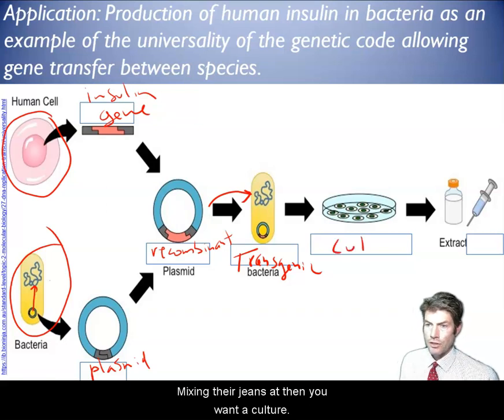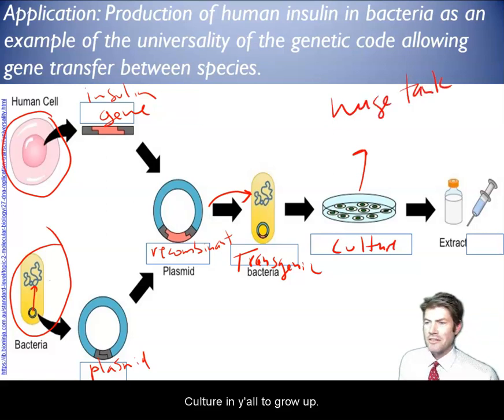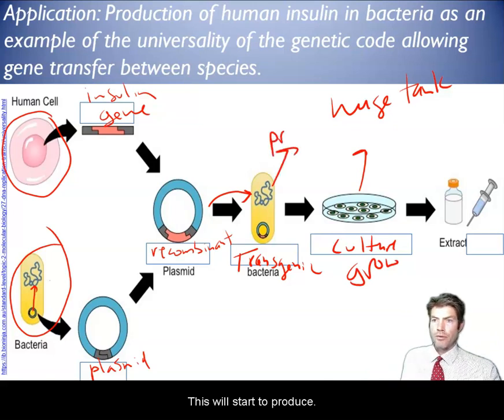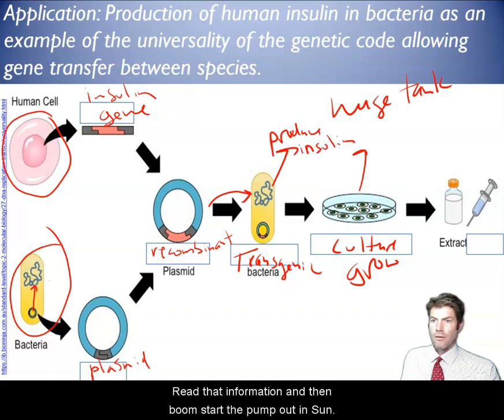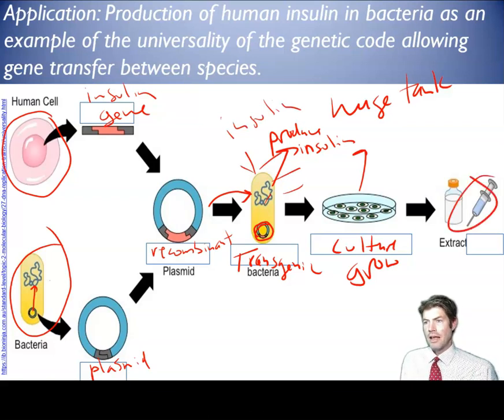Then you want to culture it. It'd be a huge tank in reality, but this gives you this nice little picture. You've got to culture it, to grow it. So just get it growing, and it will start to produce human insulin. It'll read that information and then boom, start to pump out insulin everywhere. And then you can extract it from here and get it to people. So it's extracting insulin.